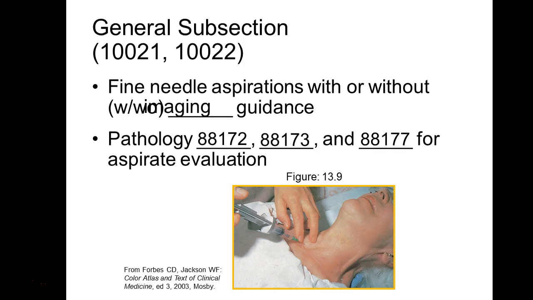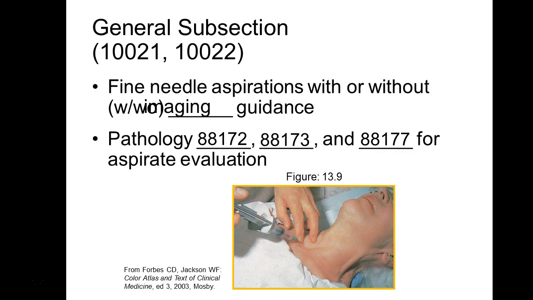Now, we have two general surgery codes, 10021 and 10022. These are fine needle aspirations. What these are is we're using a very small needle and we're grabbing just a tiny bit of whatever it is. It could be fluid, it could be cells, it could be blood from an area. In this case, it looks like she has a spot on her neck. It could be her thyroid. And what we're doing is we're going in there, and this is without imaging guidance. He's just going in with the needle and grabbing that piece of tissue.